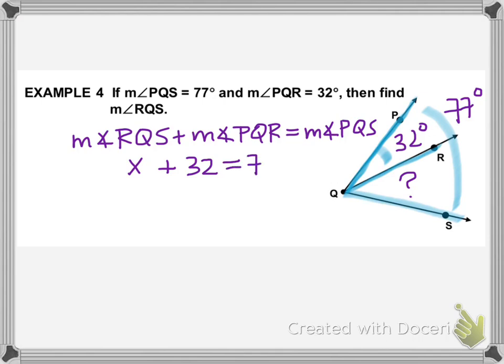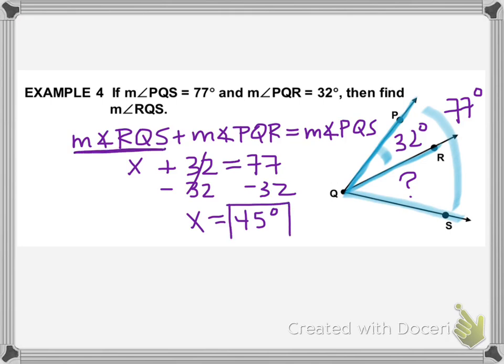That's 77 degrees. Now you might think, oh, I don't need to set up an equation for this. It's pretty obvious. I'm just going to subtract. But if you get in this habit, it'll be a little bit easier when you have expressions there rather than numbers. So to solve this equation, I would just subtract 32 from both sides. So X equals 45 degrees. And X, remember, is the measure of angle RQS. So that's its measure.